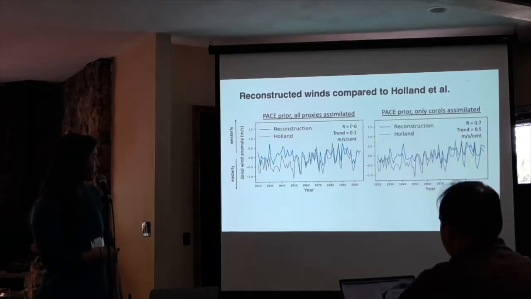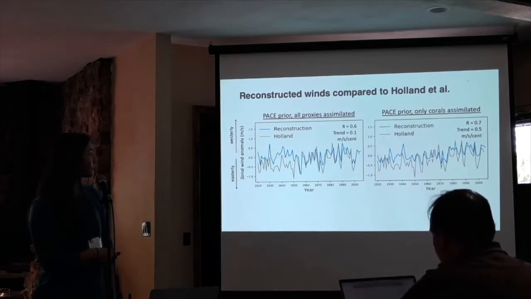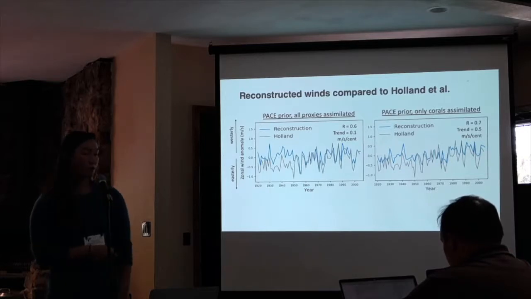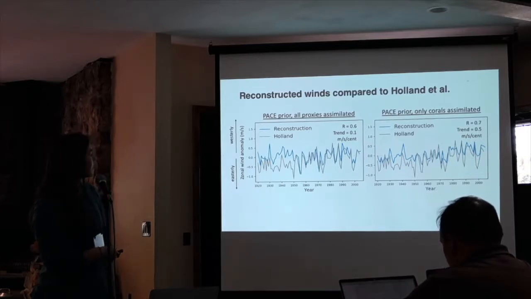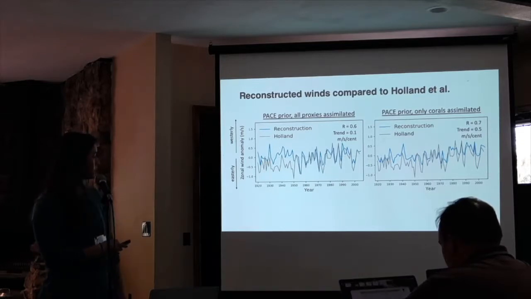So if I use the same PACE prior, but I only assimilate the coral records, I get even better correlation with Holland, and I get this positive trend of 0.5 meters per second per century, which we expected to see. So I get some variable results based on the prior that I choose and the proxies that I assimilate. So this is a work in progress, figuring out which reconstructions do the best job.